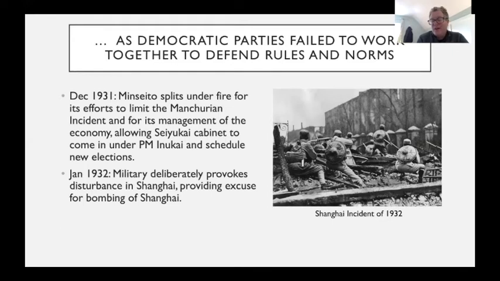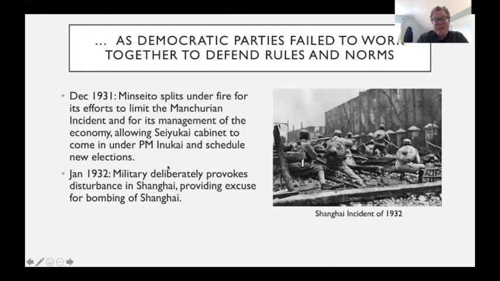So on the defensive in this way, the Minseto ends up splitting under fire for trying to deal with the aftermath of the Manchurian incident and the diplomatic backlash that followed. The split of the party opens the door for the Seiyukai cabinet to come in under Prime Minister Inukai and to schedule new elections, which we'll see it proceeds to win.